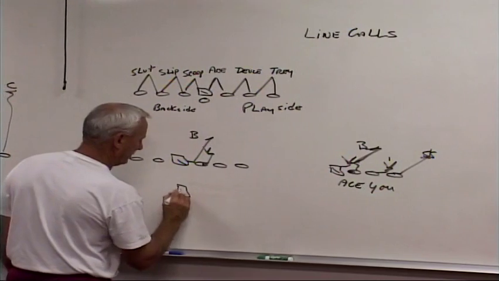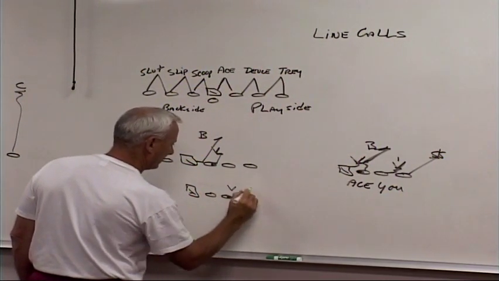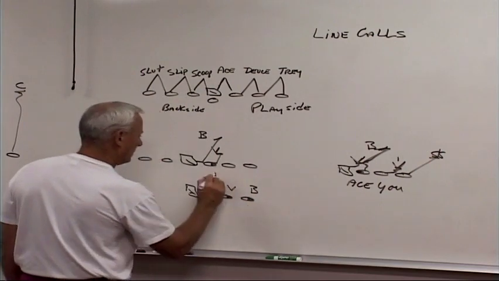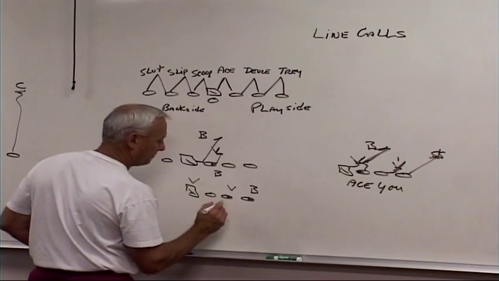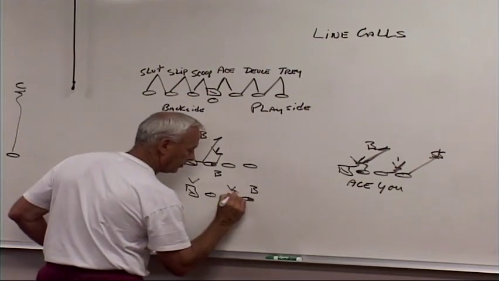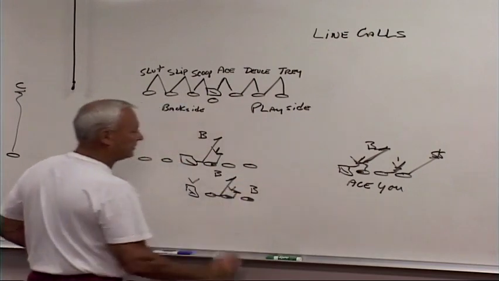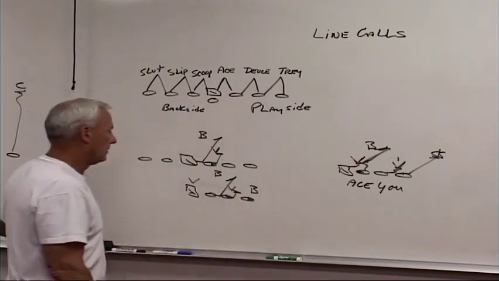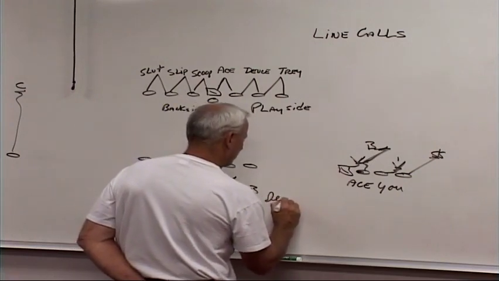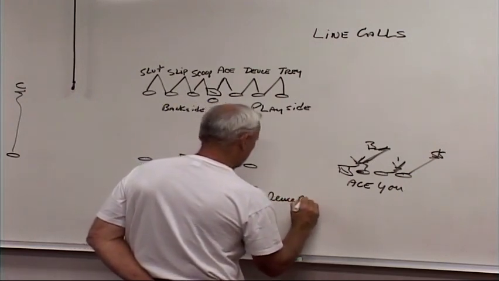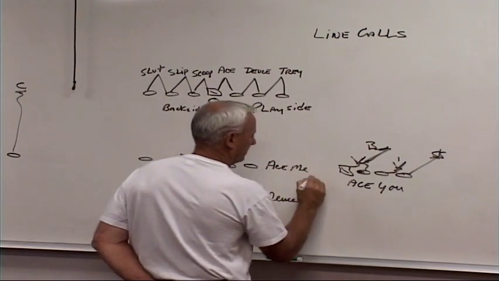If we come down here and we've got a 5 technique and a backer, and the guard comes up and he says deuce, me. Tackle, you work the outside breast to armpit, the guard's going to stretch, work, and he's going to get the linebacker. So that's a deuce, me. We got an ace, me.